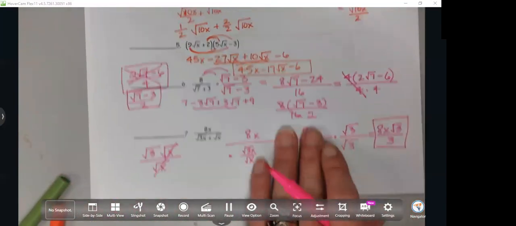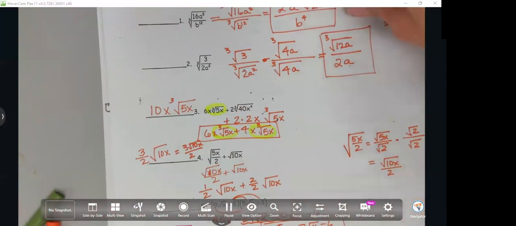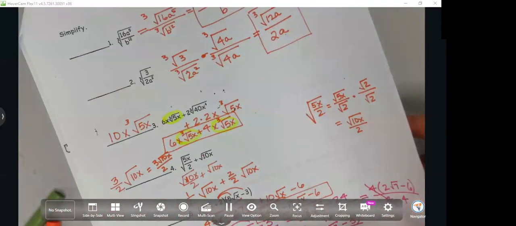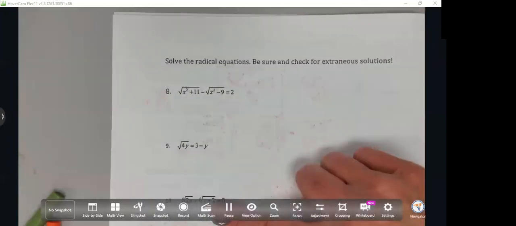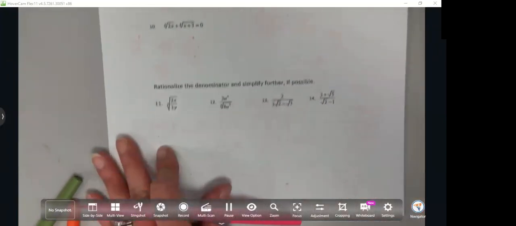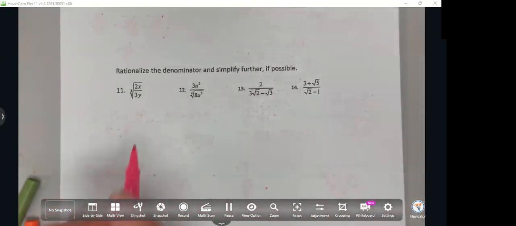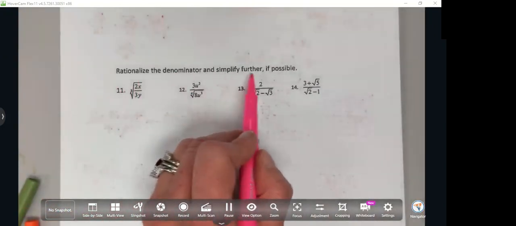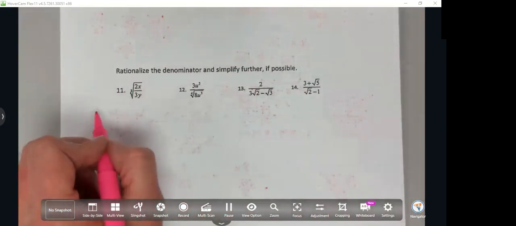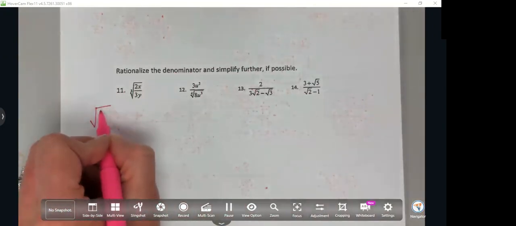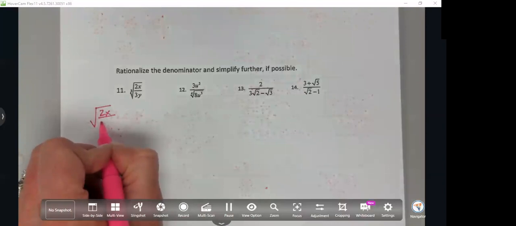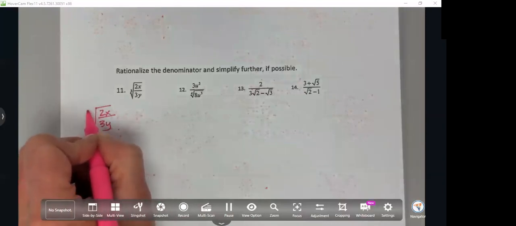Okay. And moving on, we're almost done. The back here, we'll do these problems next, so we don't have to worry about those right now. We're going to do those next after this test. Rationalize the denominator and simplify further. So these are kind of important because we got 2x over 3y cubed.